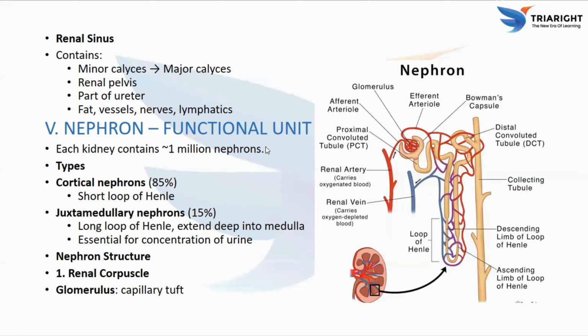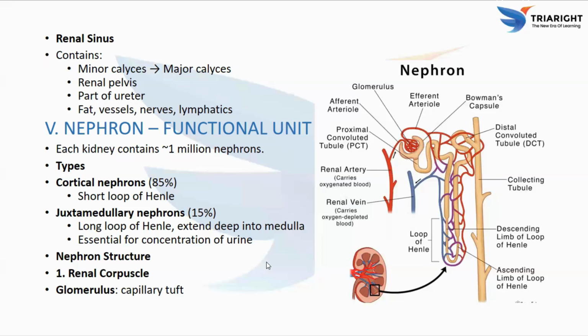Because it performs the main job of the kidney, like filtering blood, reabsorbing the useful substances, and producing urine. So how many nephrons are present in each kidney? Each kidney contains around 1 million nephrons. If there are more nephrons, it gives better kidney function.